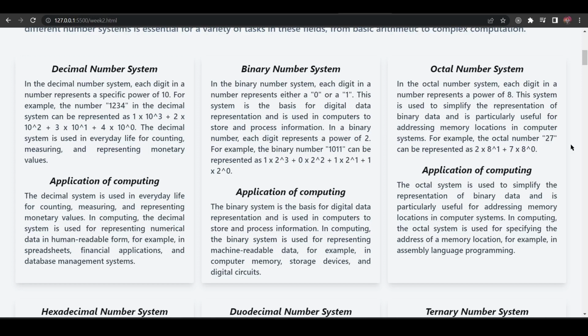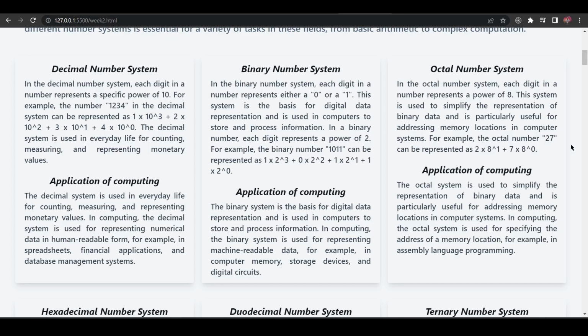For example, the binary number 1011 can be represented as 1 times 2 up arrow 3 plus 0 times 2 up arrow 2 plus 1 times 2 up arrow 1 plus 1 times 2 up arrow 0. As for the application of computing, the binary system is the basis for digital data representation and is used in computers to store and process information. So yung binary number system is mostly used for computers. In computing, the binary system is used for representing machine-readable data. For example, the computer memory, storage devices, and digital circuits.